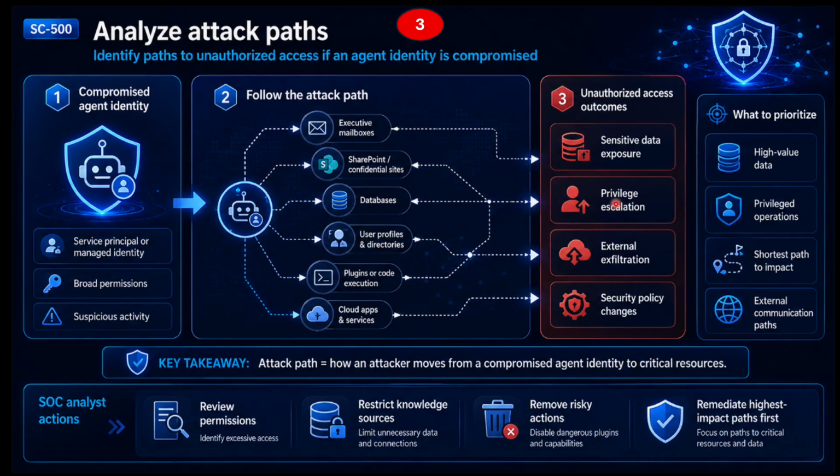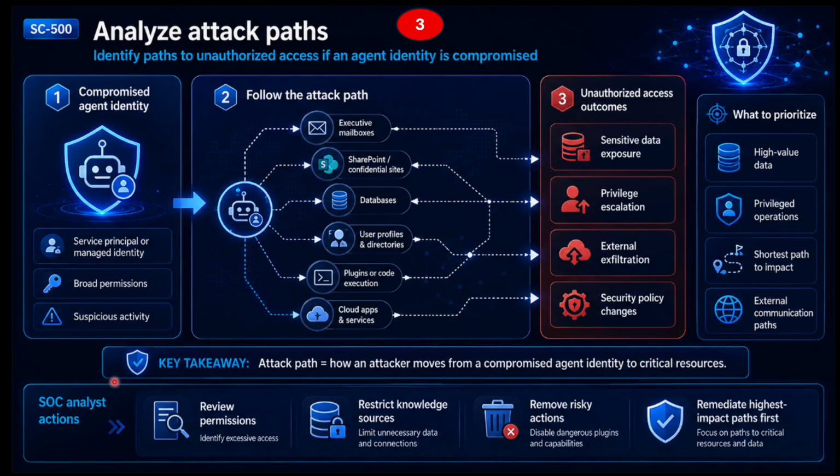So here, if the agent has privilege escalation, all of these things can be detected by Defender XDR. Exfiltration of email, if the agent has access to send email outside the company, and whether the agent is making security policy changes, and that kind of stuff. Always remember to prioritize high value data, privilege operations, and the shortest path to impact. When you look at the path analysis, what is the next thing that the agent could do? Does it have external communication?